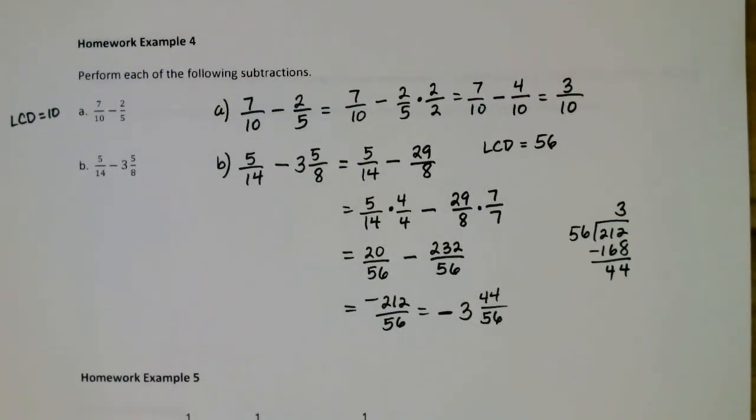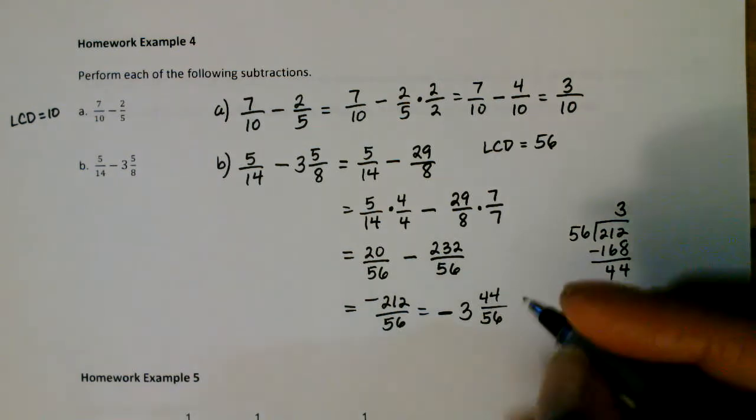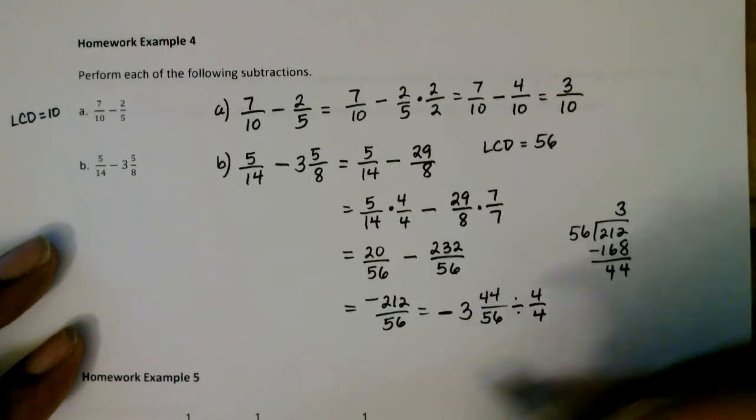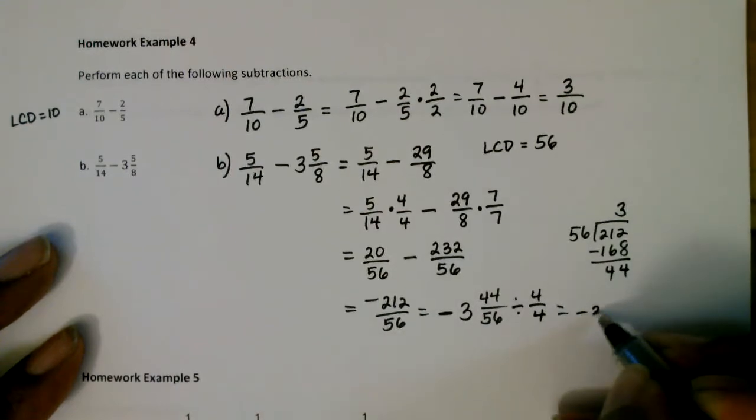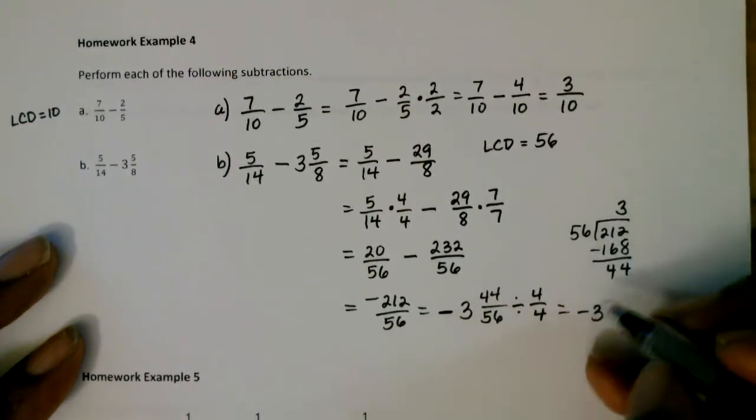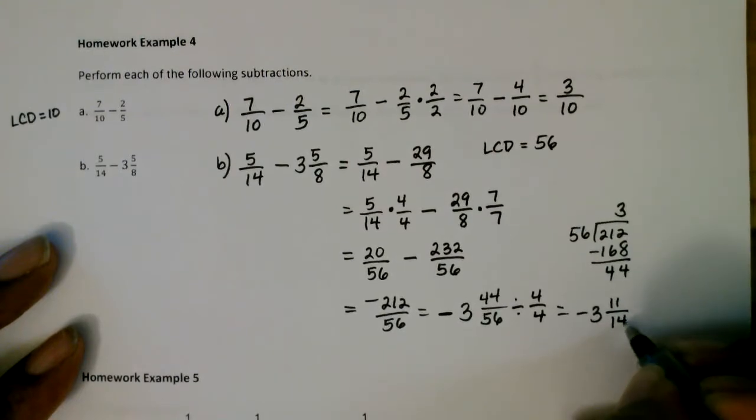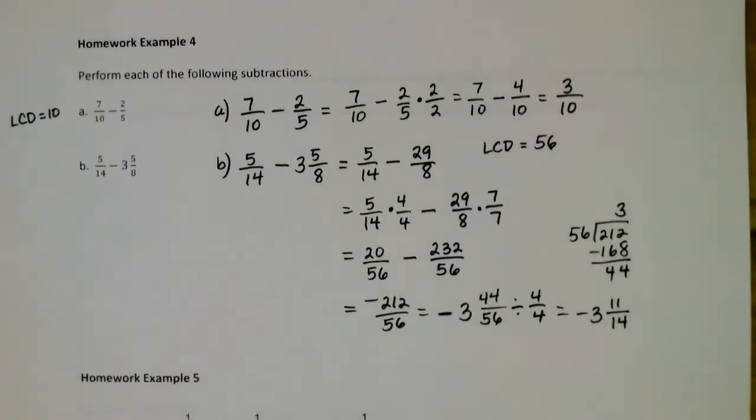Now that can be reduced. I want you to know that can be reduced to simplest form by dividing the numerator and the denominator by 4. So 4 goes into 44 11 times, and 4 goes into 56 14 times. So my final answer there will be negative 3 and 11 fourteenths.